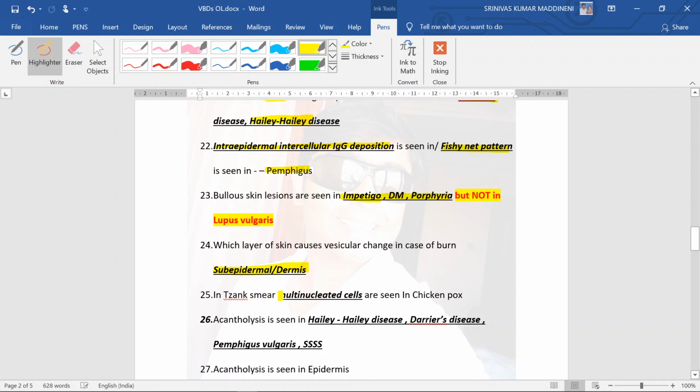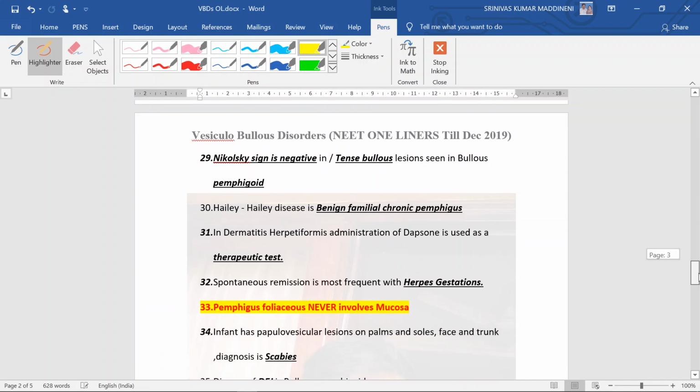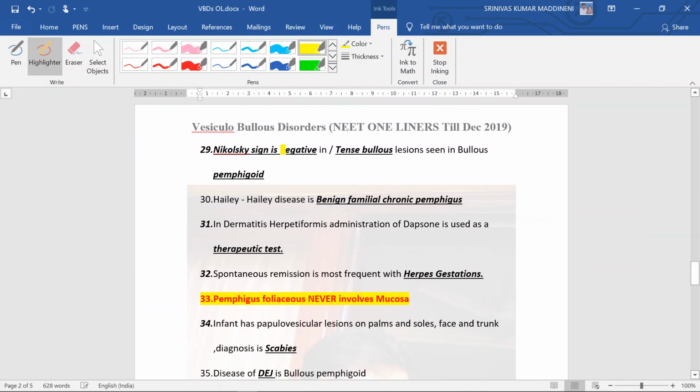In Tzanck smear, multinucleated cells will be seen in chickenpox, that is varicella. Acantholysis is seen in Hailey-Hailey disease, Darier disease, pemphigus vulgaris, and staphylococcal scalded skin syndrome. Acantholysis is seen in the epidermis. Acantholysis is due to the destruction of the intercellular substance. Nikolsky sign is negative and tense bullous lesions are seen in bullous pemphigoid. Hailey-Hailey disease is also known as benign familial chronic pemphigus.